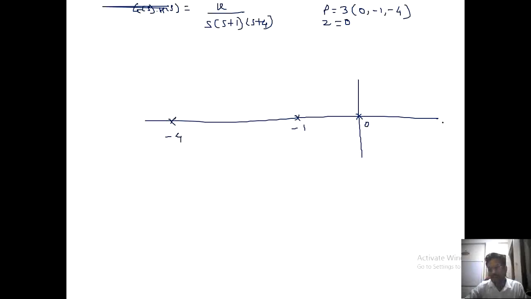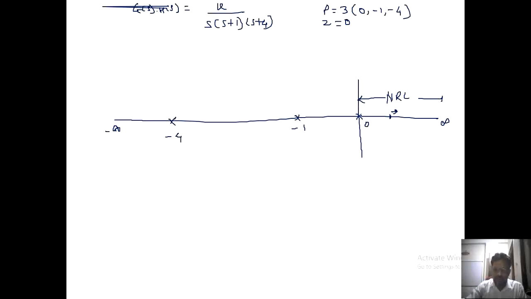Region is starting from infinity. So infinity to 0, 0 to minus 1, minus 1 to minus 4, and minus 4 to minus infinity. Okay, now check the root locus region. Put a point here, check on the right hand side. How many poles and zeros are available here? On the right hand side of this point, no zero or pole is available. So this is a non-root locus region completely. From infinity to 0, it is a non-root locus region.